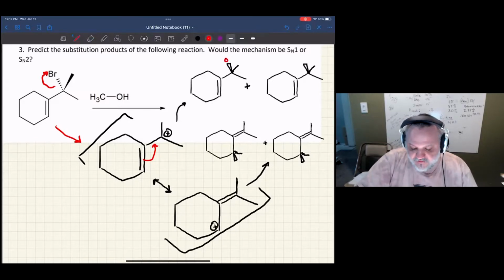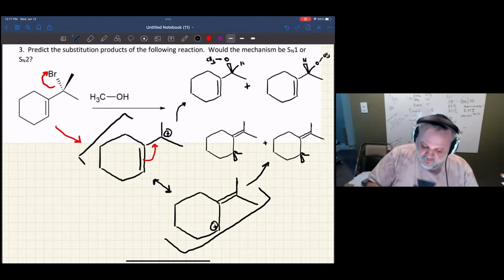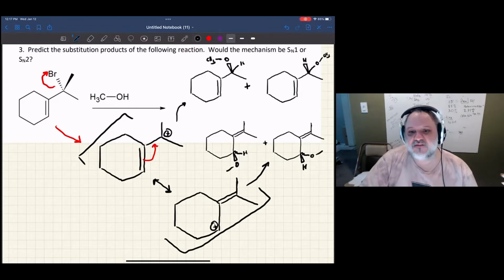So in one case, I'll have the methanol attach there. This would be a hydrogen. And in the other case, the methanol would attach there, and that would be a hydrogen. So the same thing is happening here. I'm going to have the methanol in different locations.